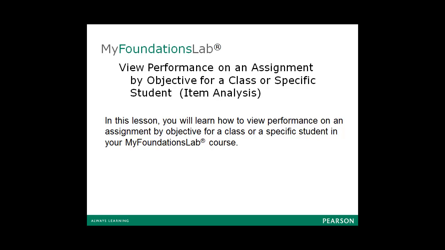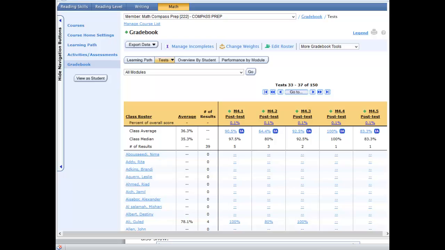In this lesson, you will learn how to view performance on an assignment by objective for a class or a specific student in your My Foundations Lab course. In order to view the performance of students or a class by objective on a particular assignment, we first must be in the Content area of interest and on the Gradebook tab.